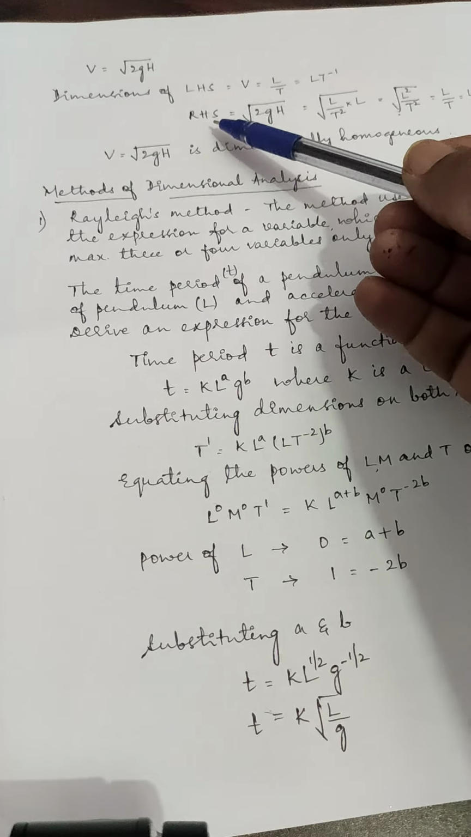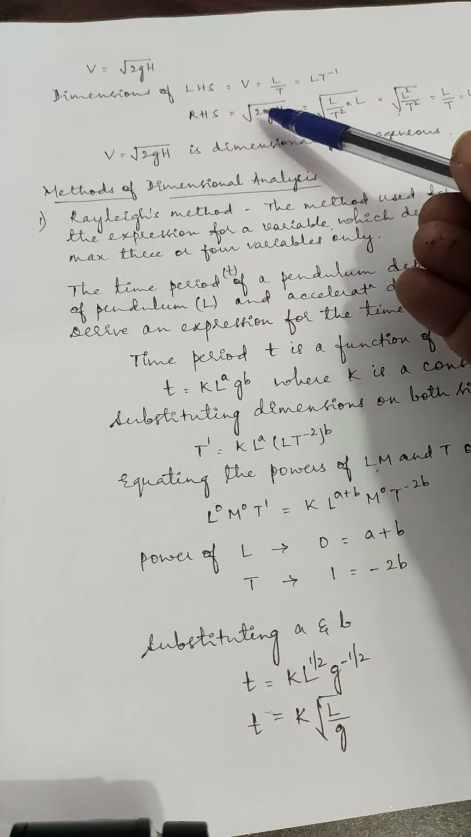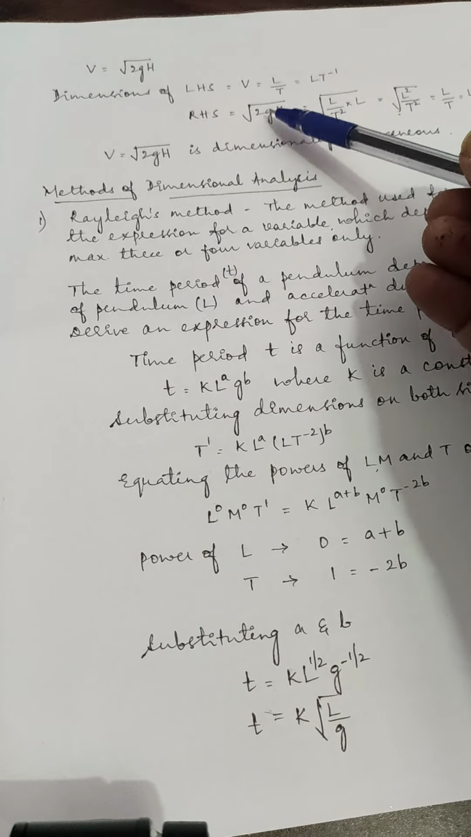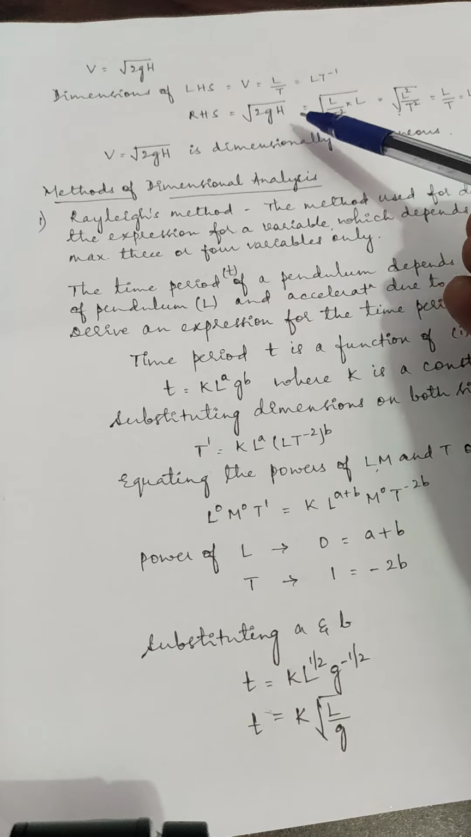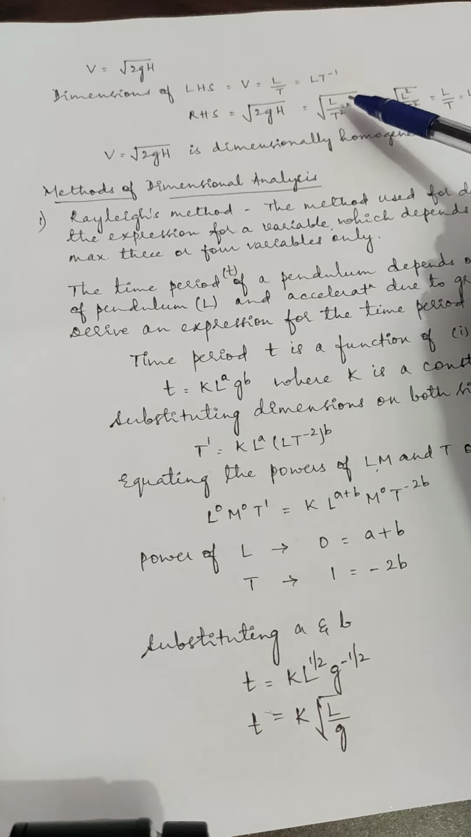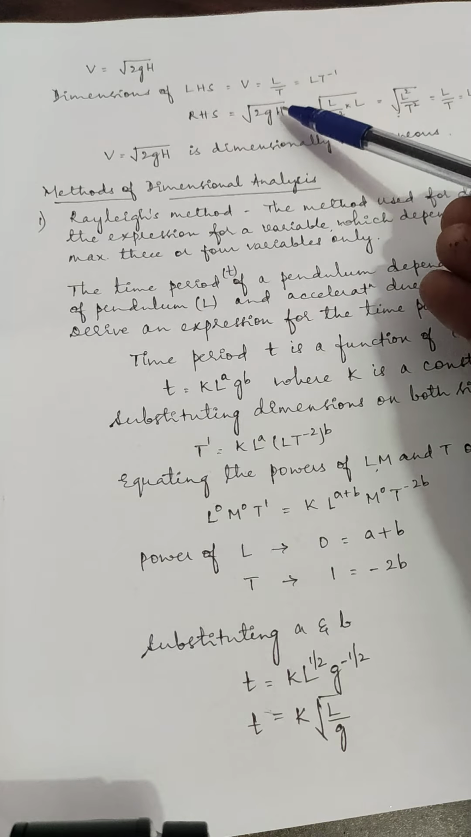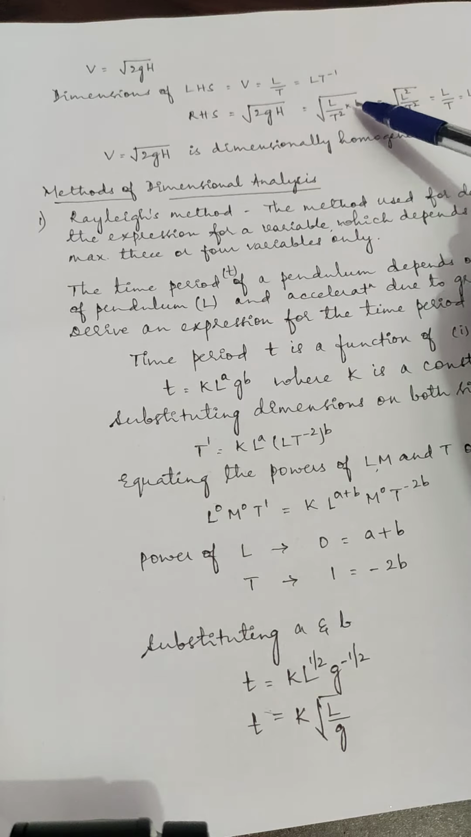Then the dimensions of the RHS, that is square root of 2gh. So 2 is a constant. The units of g, acceleration due to gravity, is meter per second square, that is L per T square, into h. H will be measured in terms of length only, so it is L.